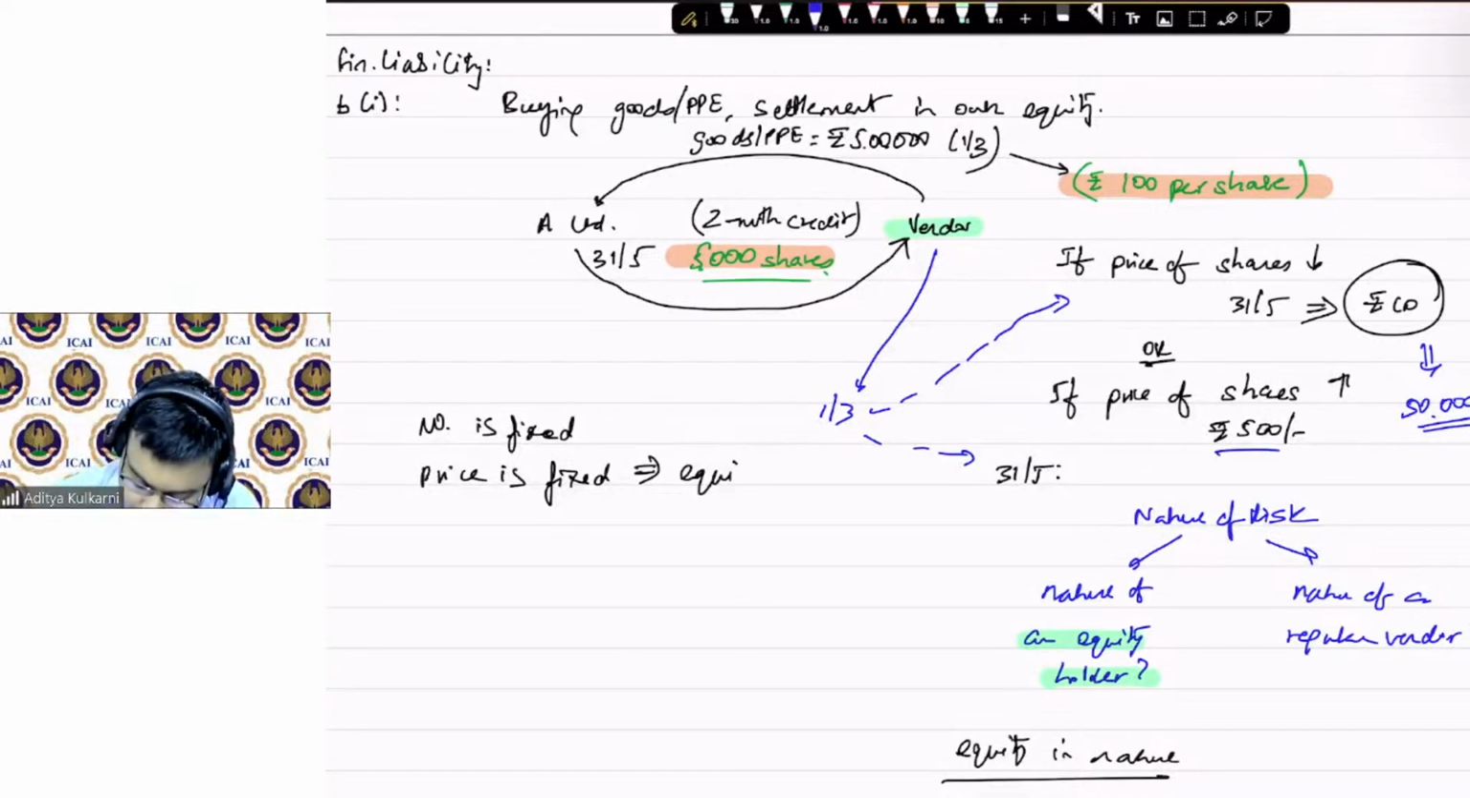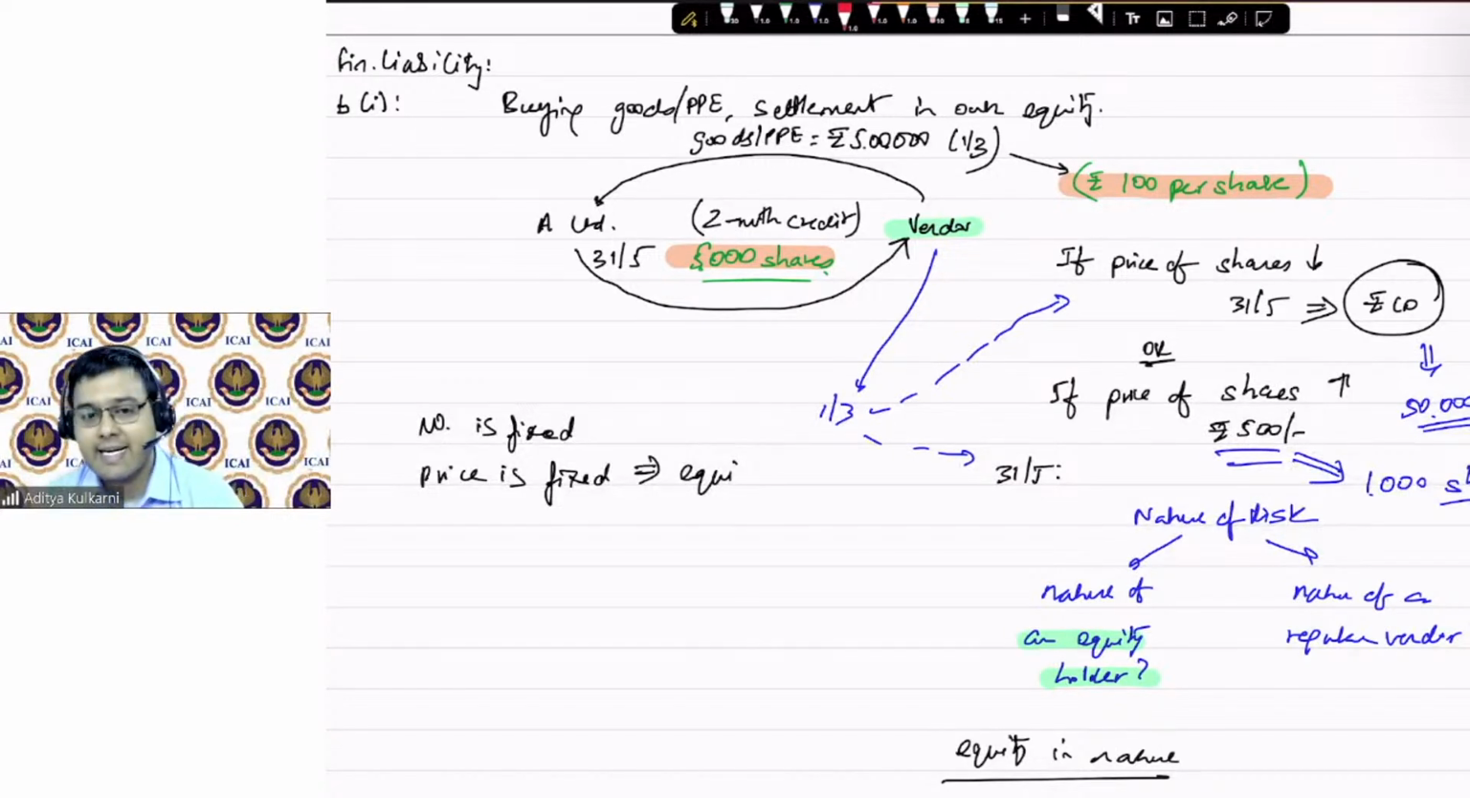If the price is ₹500, how many shares will be issued? Sir, if the price is ₹500, 1,000 shares will be issued. Correct. So now you tell me, is the risk of the vendor mitigated by this arrangement? The second case, is the risk mitigated by this arrangement?